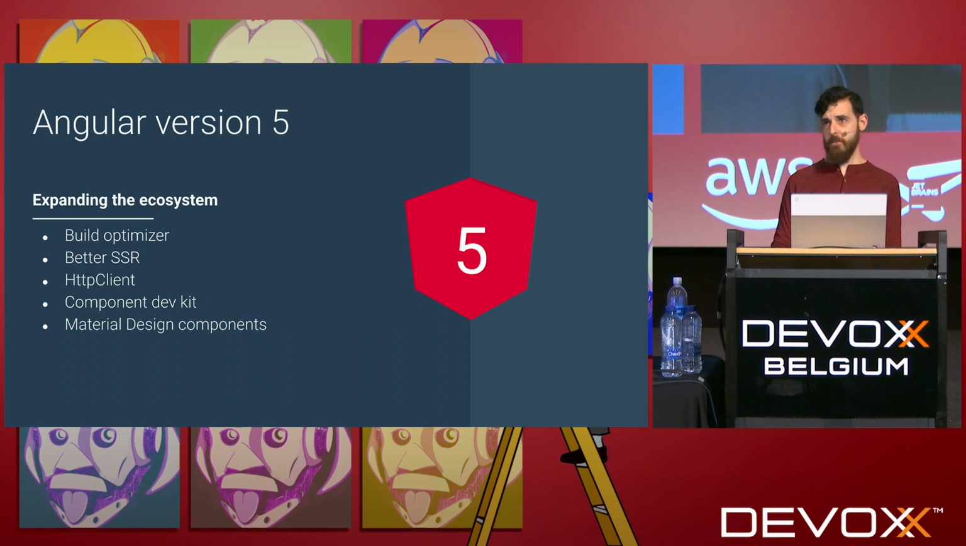This is where the CLI starts to get some really nice features. There's a build optimizer that can really intelligently bring down people's bundle sizes. And the ecosystem around Angular also starts to develop with improved server-side rendering in Angular Universal. We get a new HTTP client, and we start to get stable releases for the UI component space with the component dev kit, or CDK, and the material design components.